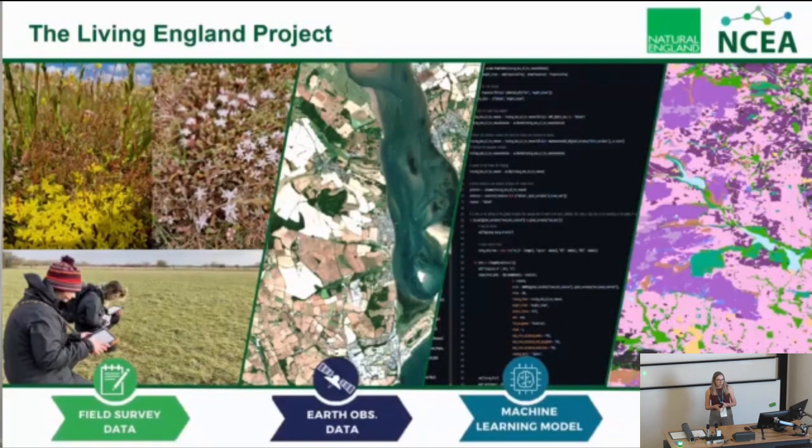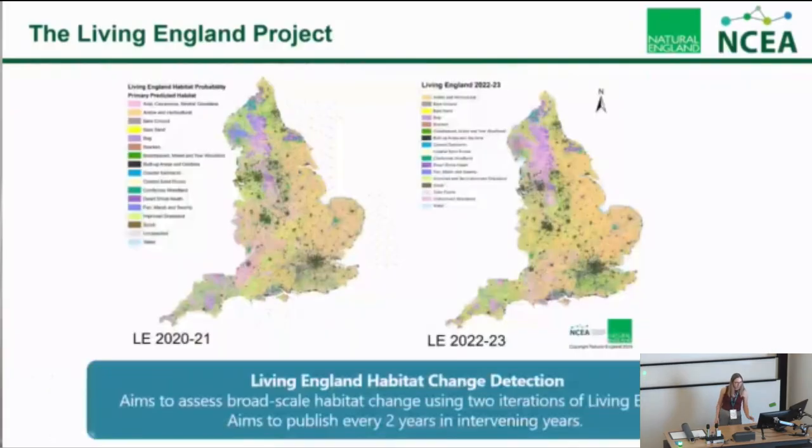The Living England project is a complex project with a number of different elements. The first is field survey data, which we collect both in-house and through external contractors. We use a number of different Earth observation data sources, including Sentinel-1 and 2 and LiDAR, as well as other geospatial data sets. We use a random forest model for our machine learning model and produce a national habitat probability map. So far, we have 2 iterations of Living England, one from 2020 and 2021, and one from 2022-23.